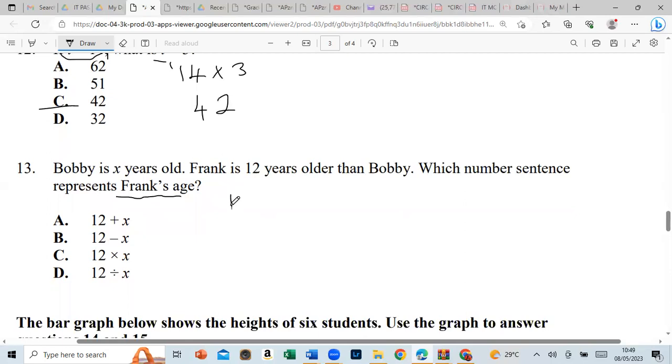Alright, so let's just write Bobby's age. So you can have a little sentence here. Bobby is X. So Frank is 12 years older. So whatever Bobby is, you're gonna add 12 to get Frank's age. Right? So if Bobby is 1, Frank would be how old? So that's 12 plus X. Even though they have it turned around, it's the same thing, alright?